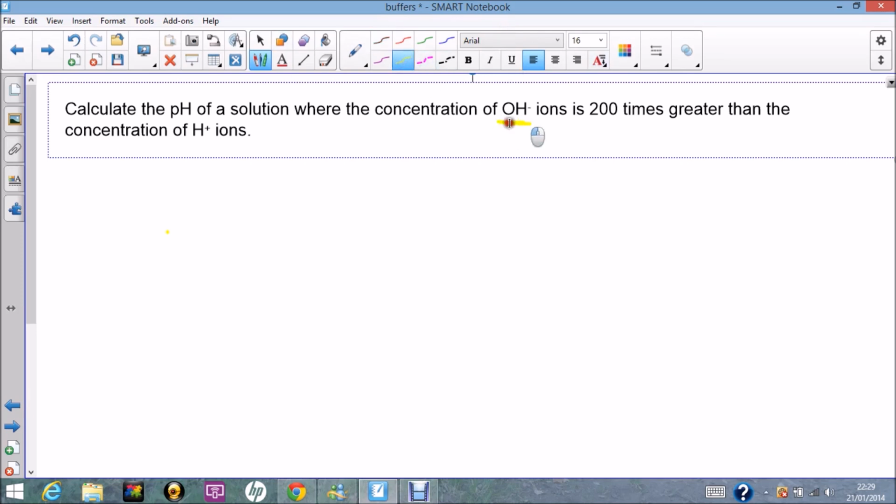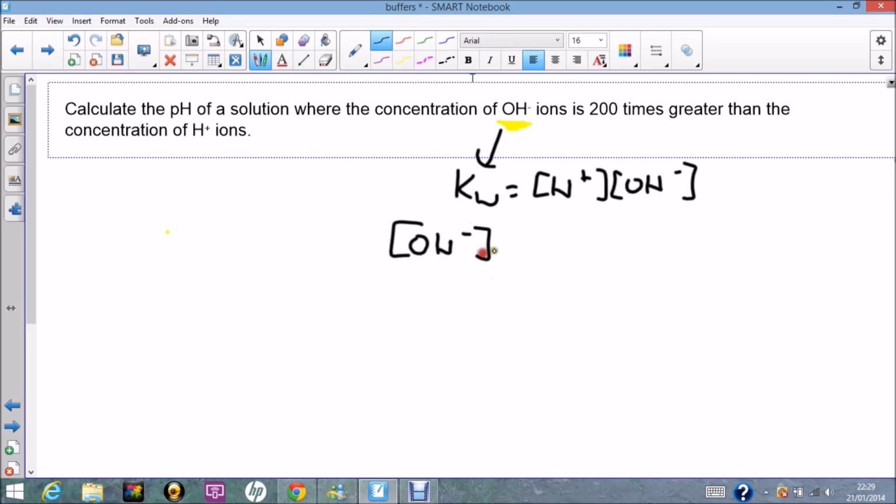Okay, so I'm looking at this question. If I see OH minus ions, then I know that I'm using Kw. Okay, if I've got a very nice mark scheme, it might give me a mark for just writing that equation, so I always put it. Then I'm going to say that OH minus equals 200 times H plus, and then I'm going to substitute that into the Kw expression.